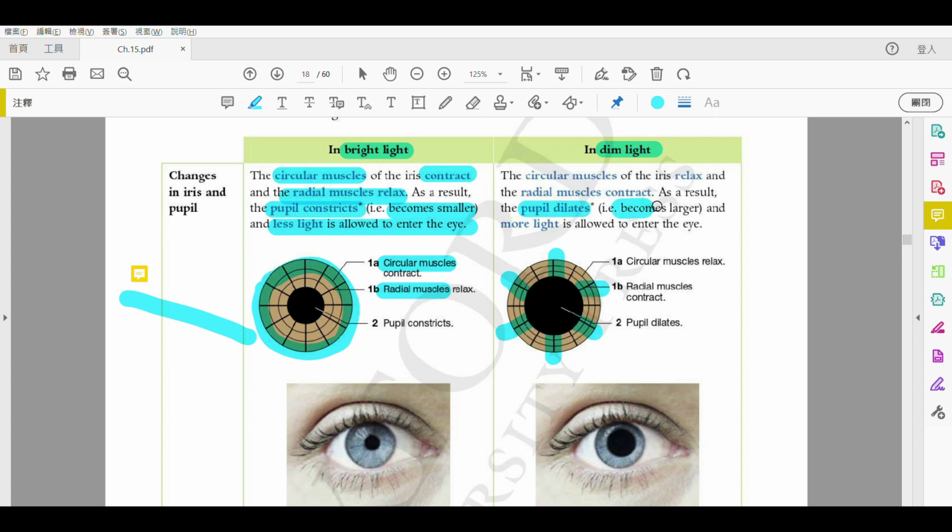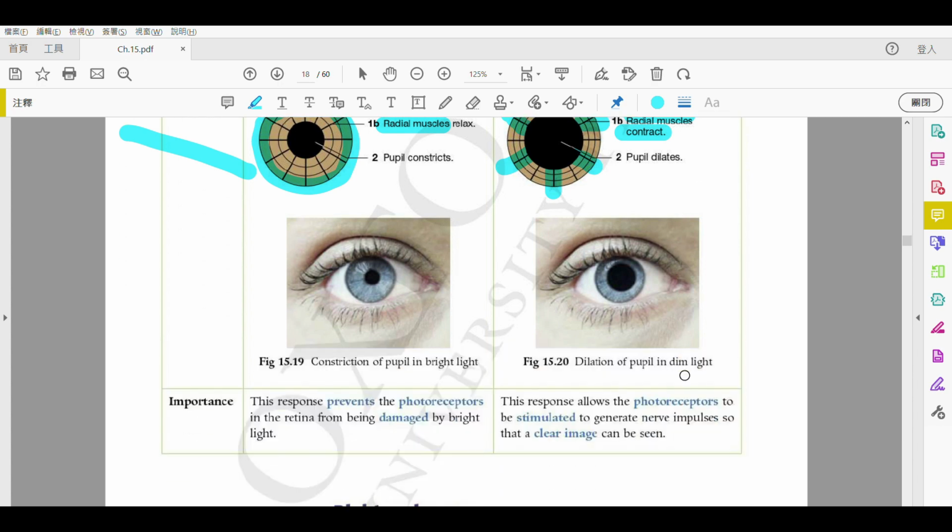自己讀到呢個字啦, dilate. Alright? And therefore, since the radial muscle is just like the rope, 好似一條繩咁樣啦, again, they try to pull it. Okay? They try to pull the pupil to become larger in size, right? So in this case, the radial muscle contracts. And since it is contracting, the circular muscle relaxes. Alright? And this time, since the pupil dilates, it gets larger and more light can enter the eye.